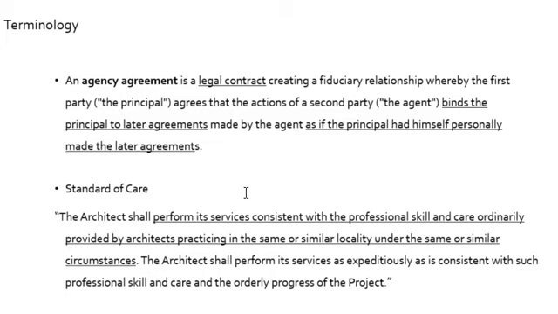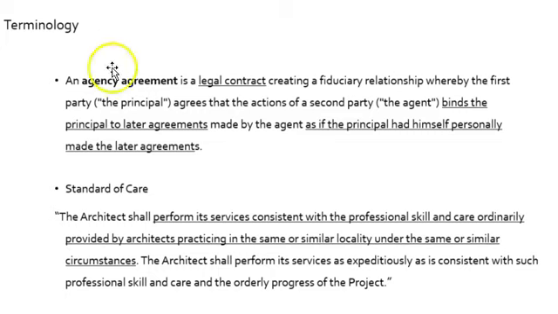And two more important, little trickier definitions. The first is an agency agreement. So this is a legal contract. I'm going to read the second part here. It binds the principal to latter agreements made by the agent as if the principal had himself personally made the agreements. So essentially, when you set up an agency agreement with someone, you are legally agreeing to let somebody else make decisions for you. All right, and so an owner would do this. An owner would turn over that right to design professionals or construction professionals and let them make decisions for them, essentially.